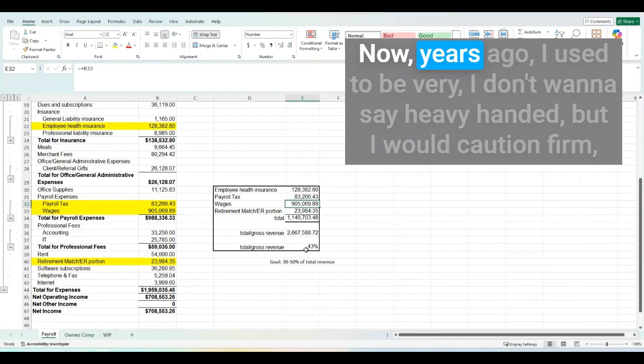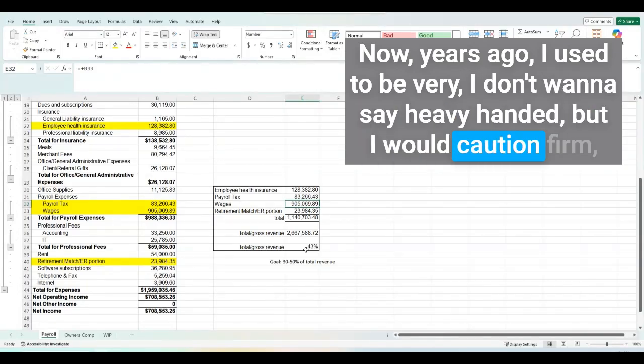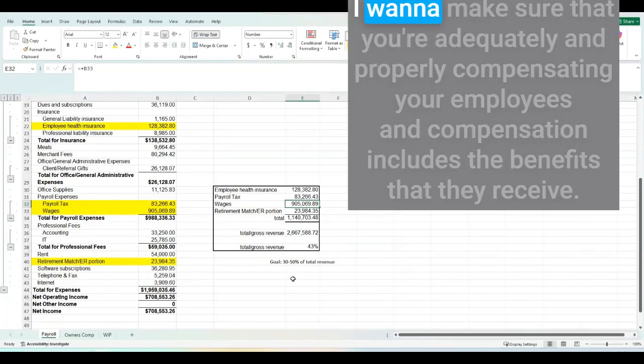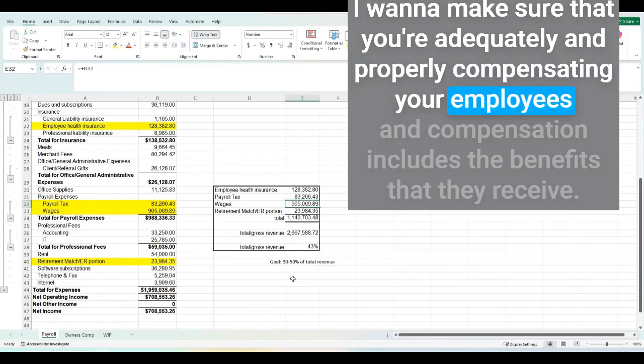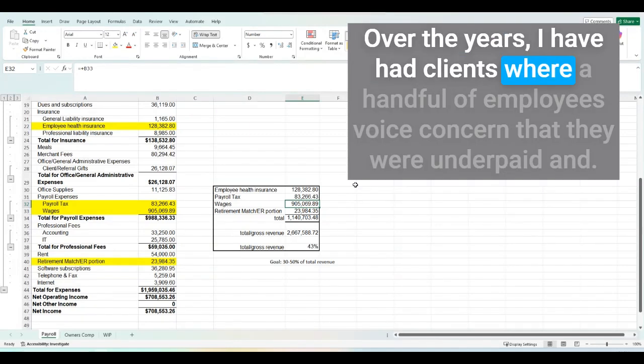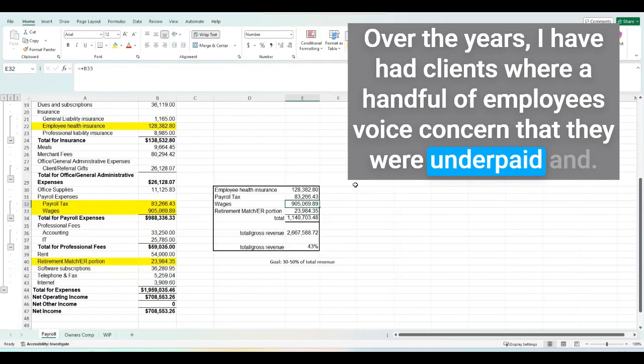Now, years ago, I used to be very, I don't want to say heavy handed, but I would caution firm owners, do not go above like 35%. And it started to weigh heavy on my heart because I want to make sure that you're adequately and properly compensating your employees. And compensation includes the benefits that they receive. Over the years, I have had clients where a handful of employees voiced concern that they were underpaid.